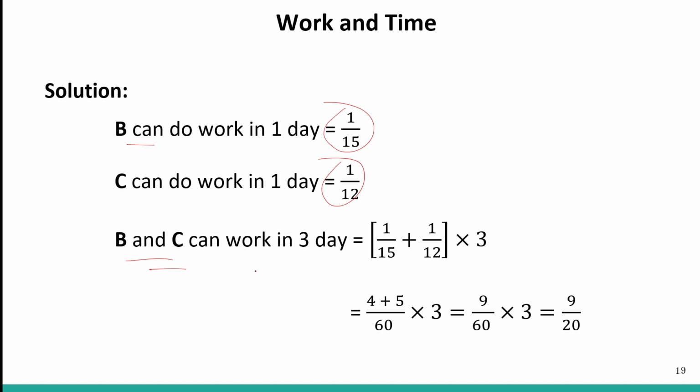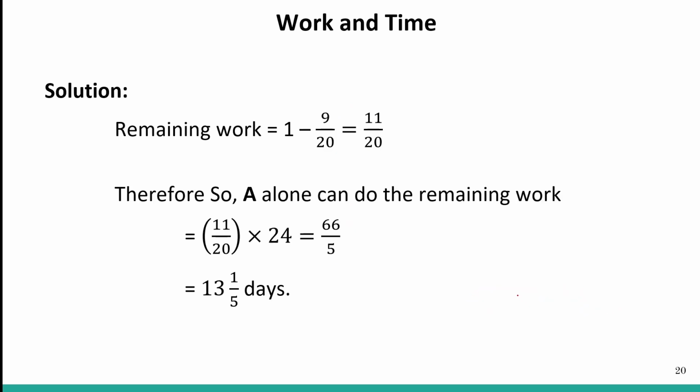So B and C combined work for 3 days. So that is 3 into 1 by 15 plus 1 by 12, which is 9 by 60 into 3. So this is equal to 9 by 20. So the remaining work will be 1 minus 9 by 20, which is 11 by 20. So this much work is remaining. Therefore A alone can do the remaining work in 11 by 20 into 24 days. So cumulatively it will be 66 by 5, that is 13 whole and 1 by 5 days. So only this option is correct.